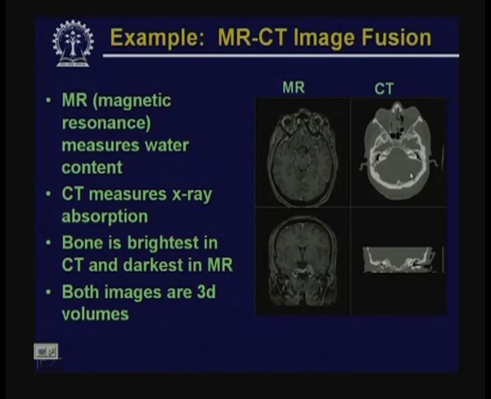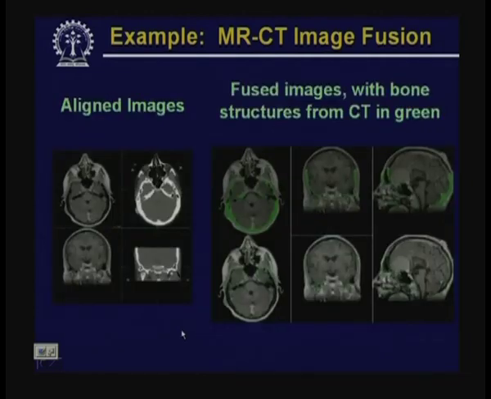So, here there are two MR images and there are two CT images, and obviously you find that this MR image and this CT image, though they are of the same region, are not properly aligned. Similarly, on the bottom row, this MR image and this CT image are not properly aligned. So, the first operation we have to do is alignment. In this slide, on the left side, what we have got is the result after alignment, and on the right hand side, it is the result after fusion.